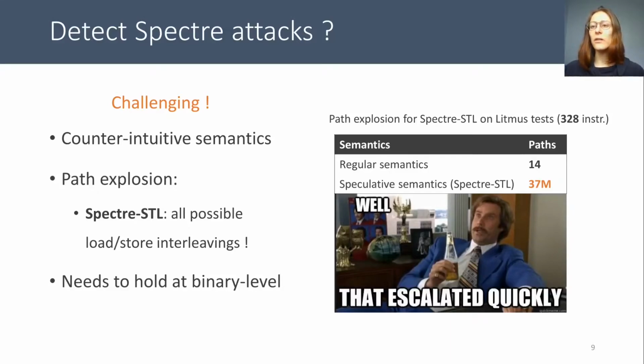Okay, so now the question is, can we detect these attacks? Well, it's challenging because first, the semantics is not really intuitive. We have to represent new speculative behaviors that are not visible at the architectural level. And there are a lot of them. Especially for Spectre-STL, we have to represent all possible load and store interleavings. So even on very small programs where the regular semantics has only 14 paths, the speculative semantics produces 37 million paths, leading very quickly to path explosion. And finally, our analysis needs to hold at binary level.